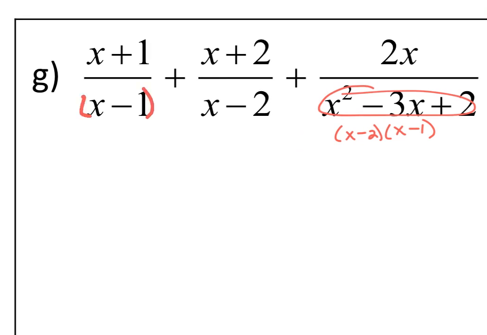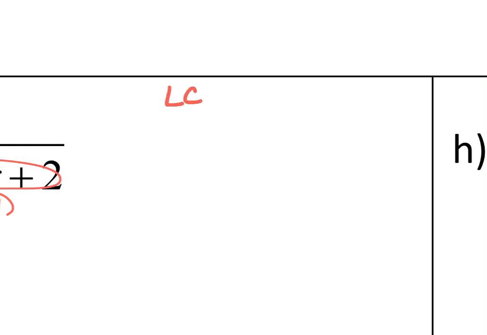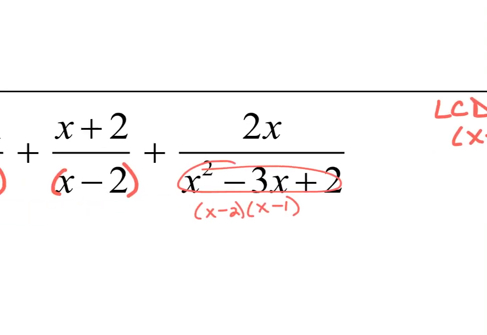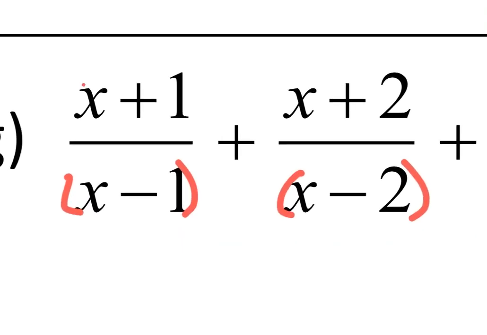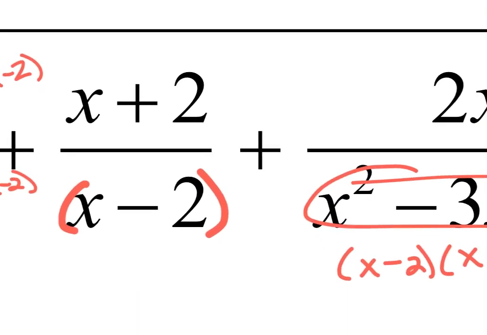And I know that I could make both of these other denominators the same if I multiply. And so I'm going to write off to the side here that my least common denominator is just that, x minus 2 times x minus 1. And in order to make that first fraction, I'm going to multiply the top and the bottom by x minus 2. And to make that second fraction, I'm going to multiply both the top and the bottom by x minus 1.